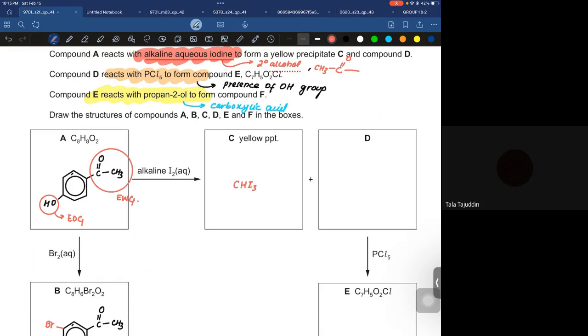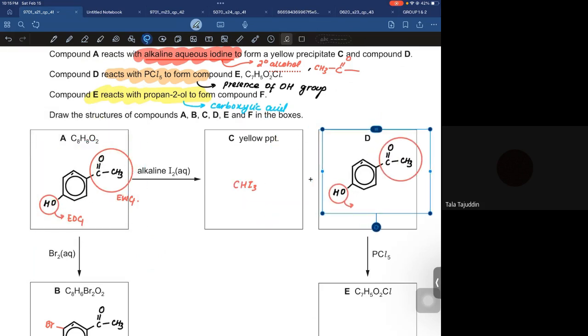we used to discuss that along with iodoform, that is CHI3, the salt is also produced ultimately. I'm going to copy this so that I can help you understand how this reaction is going to happen. So CHI3 is removed. I can say that CH3 is removed, and this is going to be formed. That's it. It's your D.